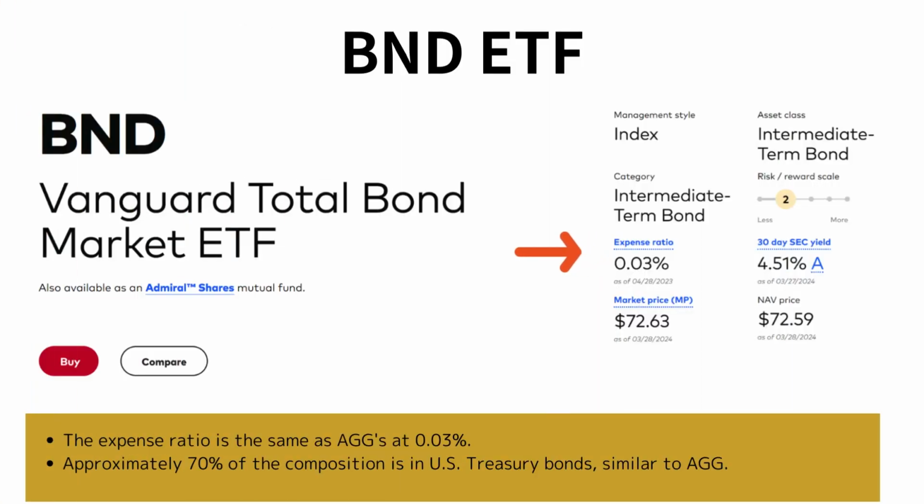This ETF, managed by Vanguard, is similar to the previously mentioned AGG, in that it invests in a variety of U.S. bonds to provide extensive market exposure as a comprehensive bond market ETF. Its expense ratio is 0.03%.